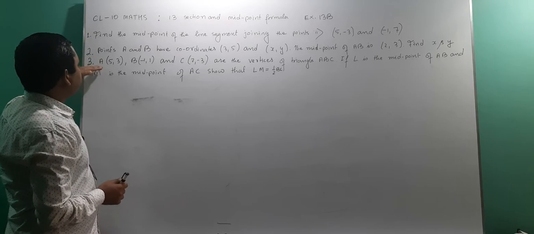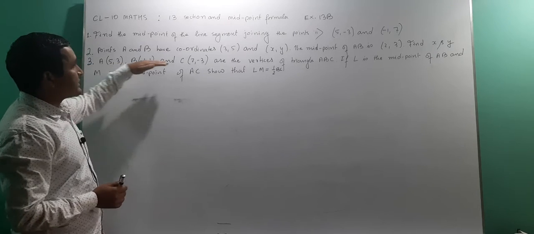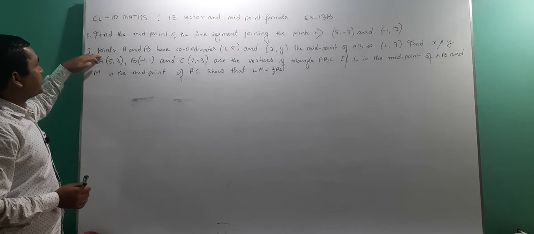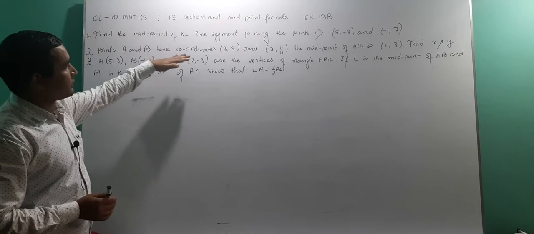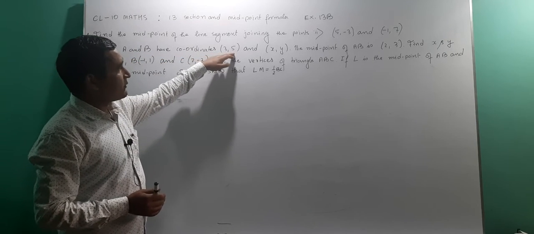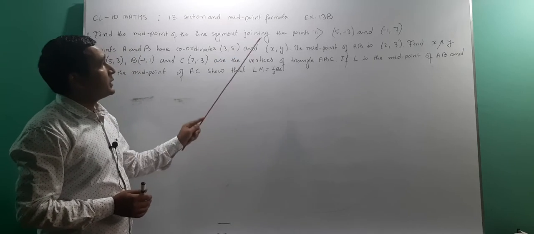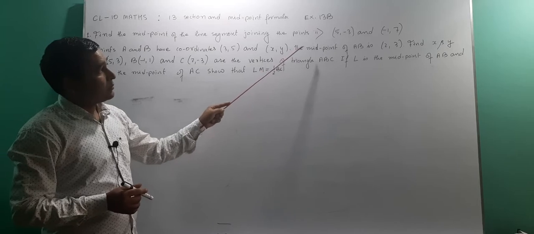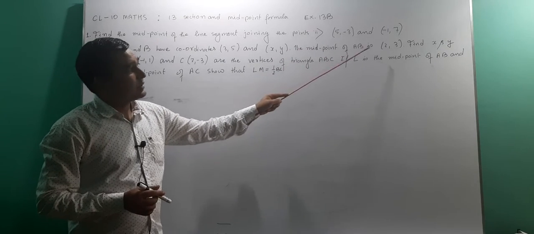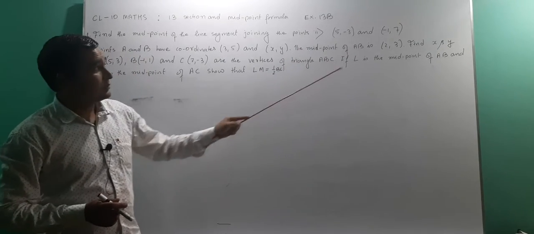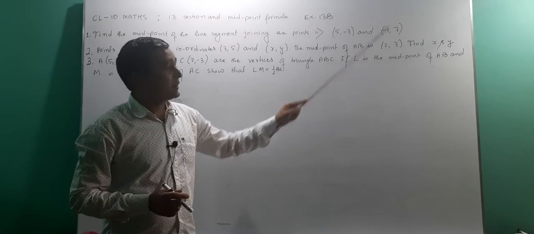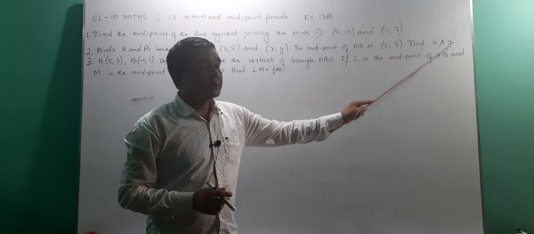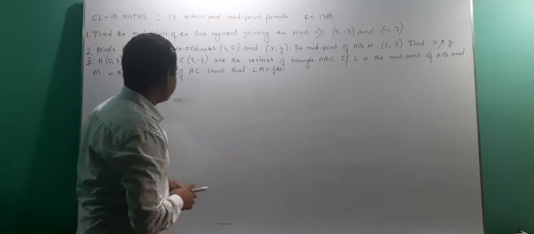Question number 2. Points A and B have coordinates (3, 5) and (x, y) respectively. The midpoint of AB is given, that is (2, 3). Find the value of x and y. The question asks to find the value of x and y. Now let's do it.